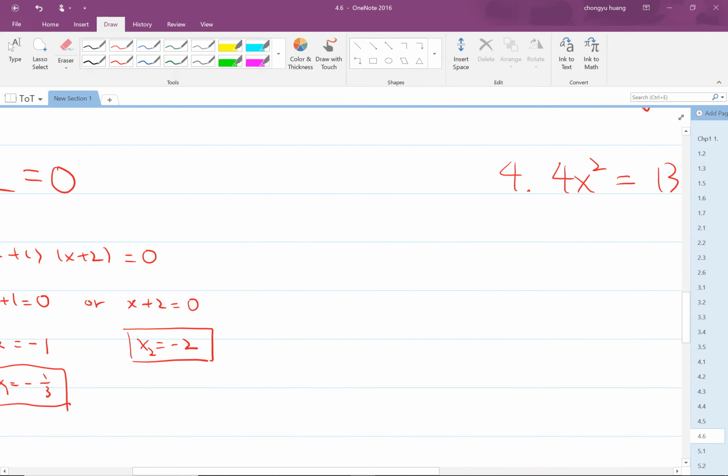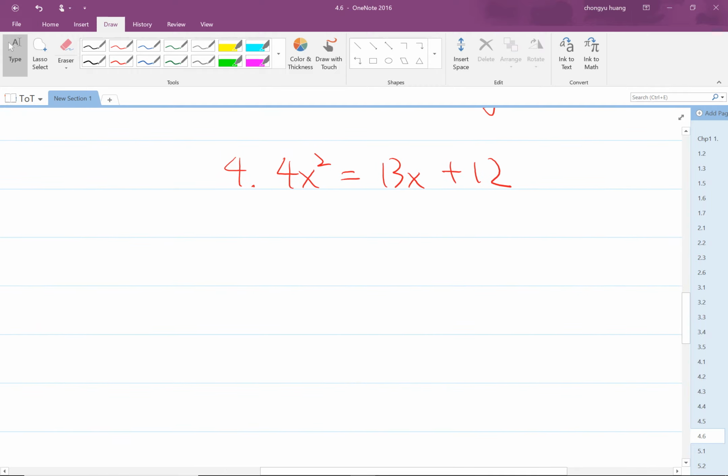Okay, so let's move into question 4. You can see we have 4x squared on the left-hand side, and something on the other side. Firstly, we have to move those things to the same side. Now it's time for us to factor it. So you write down 2x and 2x, and then you try to solve it a little bit.